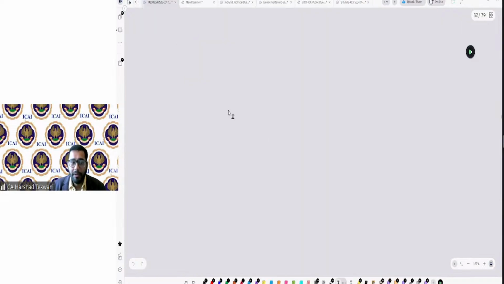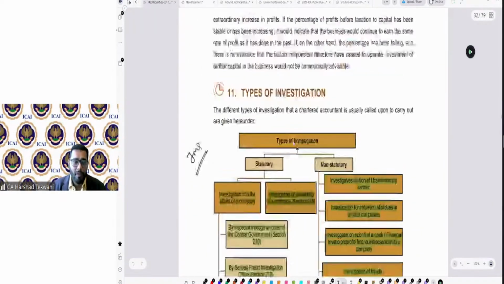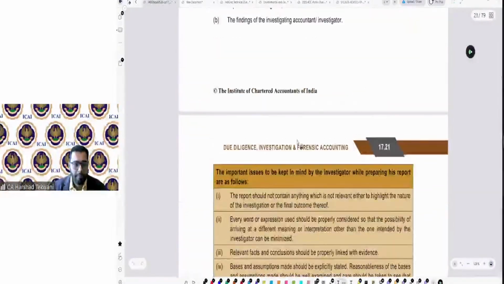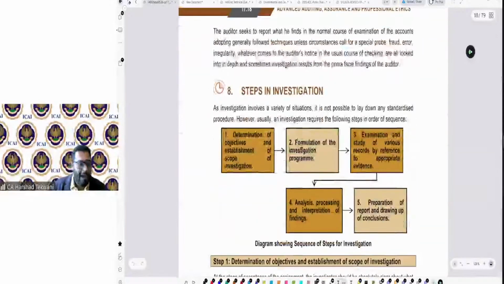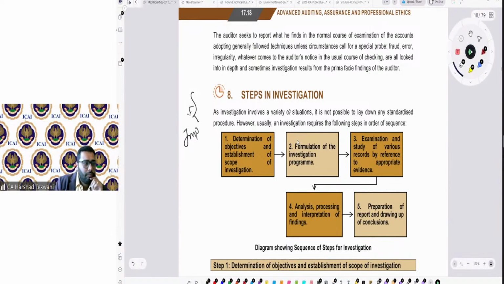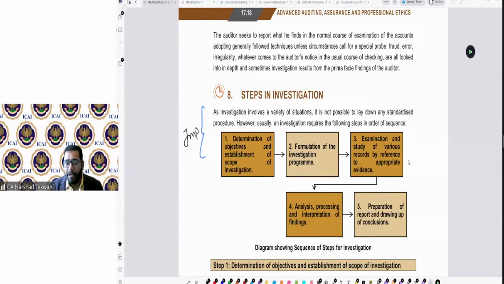So that is the way of doing investigation. And if you go to page number 17.18 in your module, you will find these steps of investigation that we just discussed. So these are the steps in investigation.